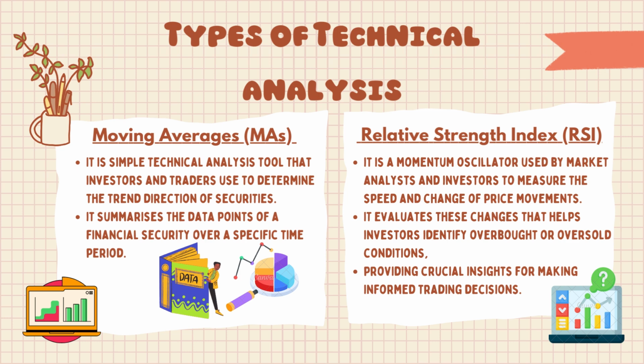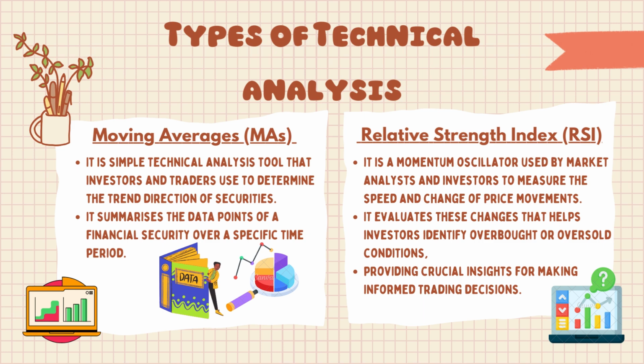One is moving averages, or MAs for short. Basically, it is a simple technical analysis tool that investors and traders use to determine the trend direction of securities. It basically summarizes the data points of a financial security over a specific time period.